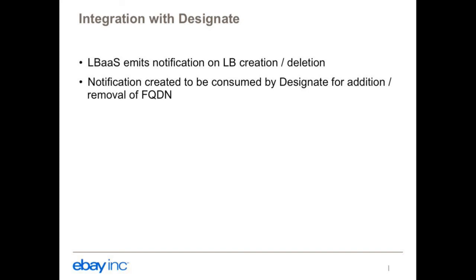Okay, and at last, I think this is the last slide. To take it to the next level, we also integrated LBaaS with Designate. Designate is DNS as a service for OpenStack. We were the early adopters, and we integrated the load balancer service in eBay with Designate. So when LBaaS webs are created or removed, it emits a notification targeted towards Designate, and Designate has a handler to consume such notifications. Once those notifications are received by Designate, it will create or remove an FQDN based on user settings.